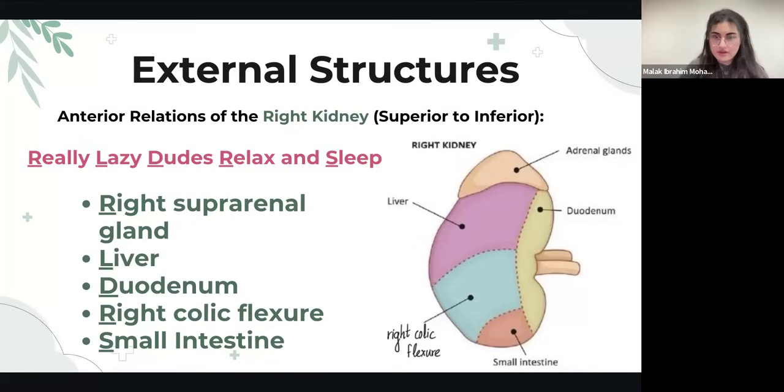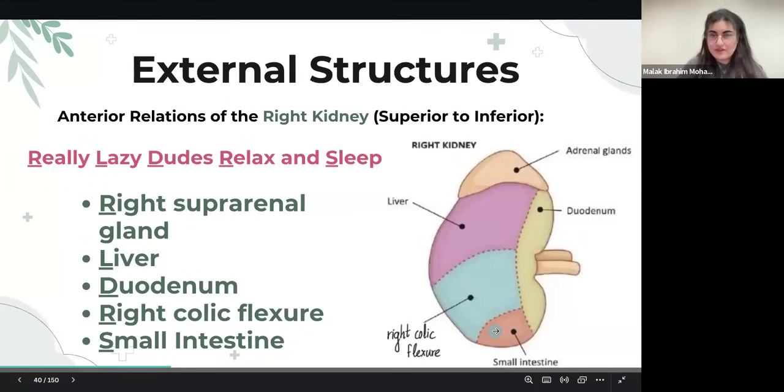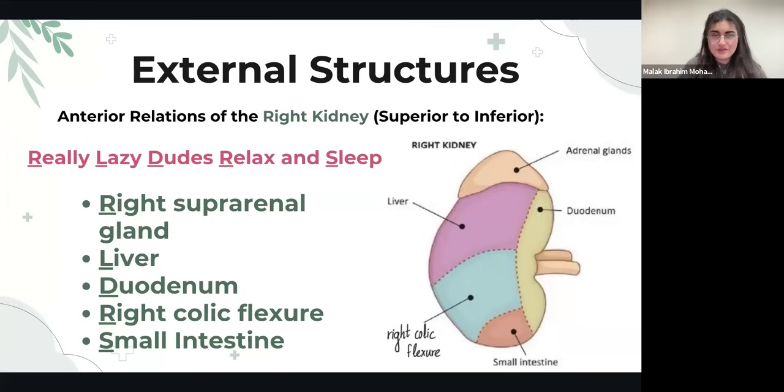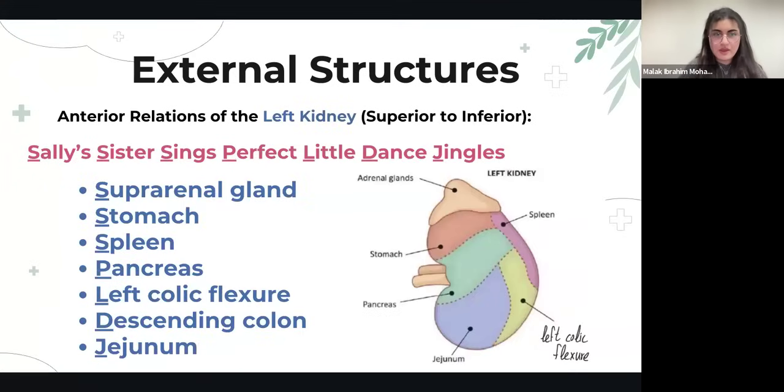R for right suprarenal gland. So it's covered superiorly by the right suprarenal gland. And then you have the liver over here. And then this is all covering it anteriorly. Like the surface of the kidney is covered by these structures. Then you have the duodenum over here. And then you have the right colic flexure. And then you have the small intestine. This is pretty easy. You just have to memorize it. And inshallah, this mnemonic will help you remember it.